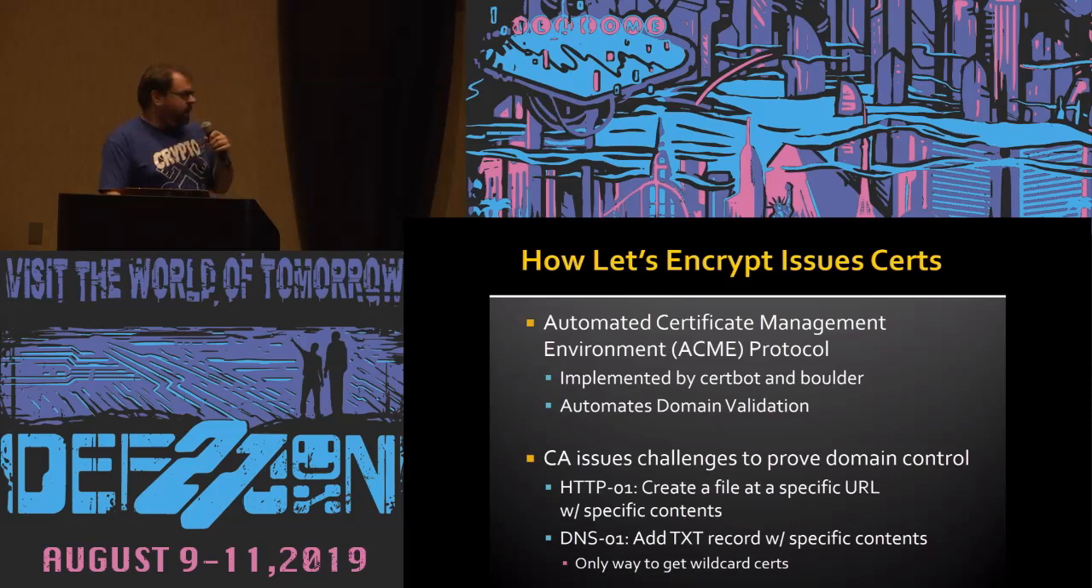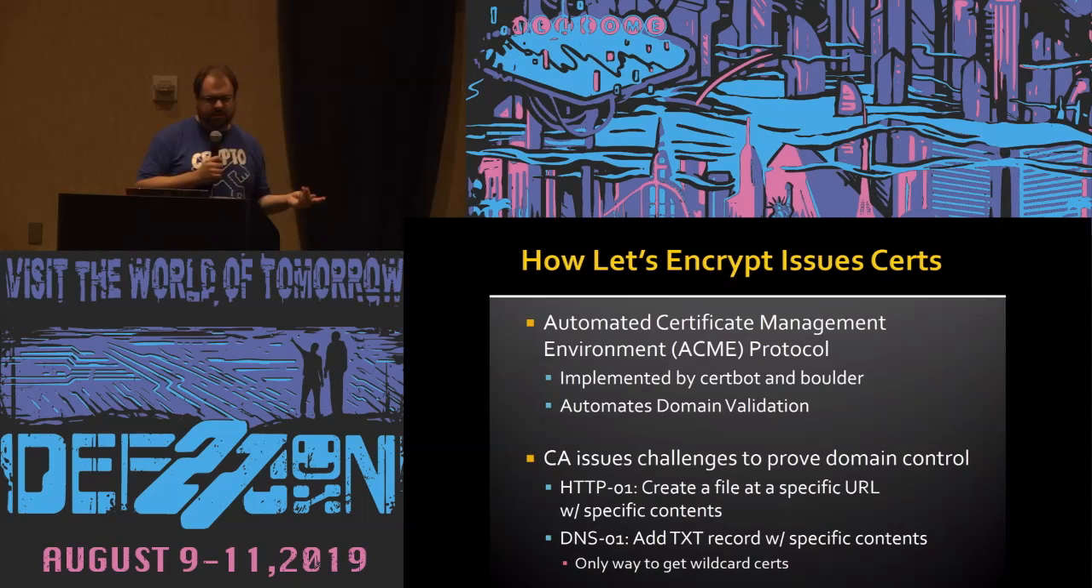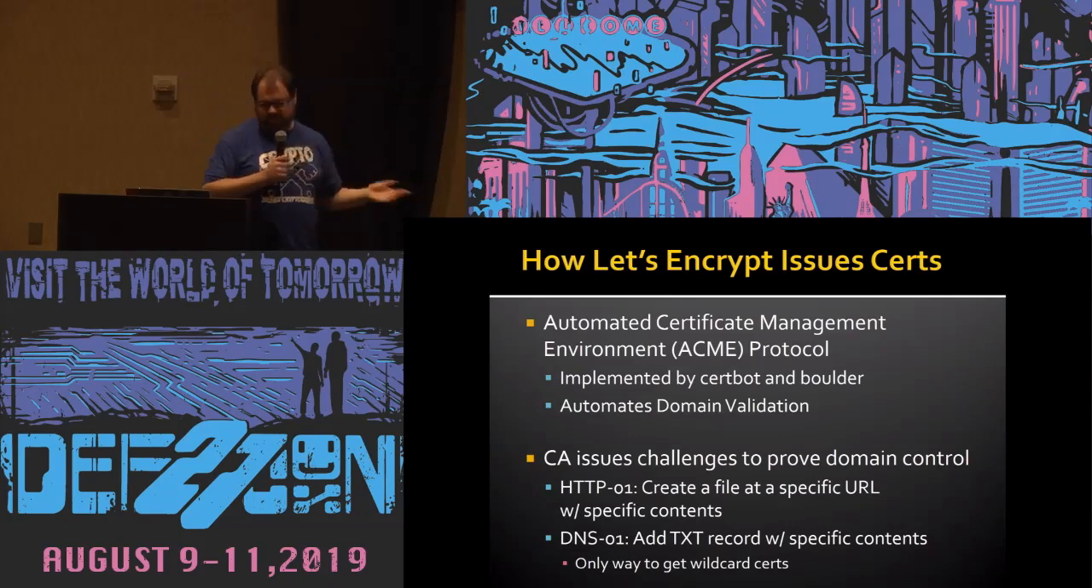So the way that the ACME protocol works is that the certificate authority issues you a challenge to prove control over a domain that you want a certificate for. And there's a couple of different types of challenges. The two main ones right now are HTTP-01, where the certificate authority asks you to create a file at a specific URL with specific contents, and it verifies that you put that file there. And if you did, then you have control over that domain, and they give you a certificate for that.